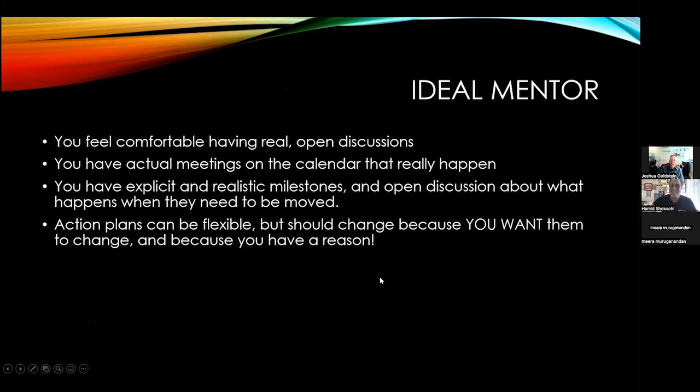Genius. Your ideal mentor is, as I discussed, somebody you feel comfortable having real open discussions with. You literally have meetings on the calendar that really happen, with explicit and realistic milestones, and open discussion about when they need to be moved, which they always will. But you should know why, and it should be your decision, and you should have a clear understanding of why and what that means and how you're going to use that information in the future. Action plans can be flexible, but they change because you want them to change and because you have a reason.